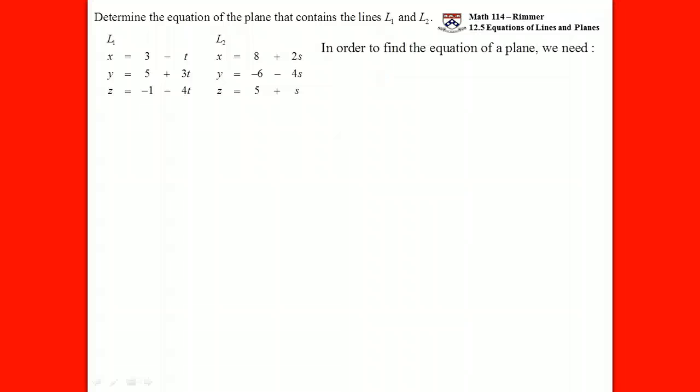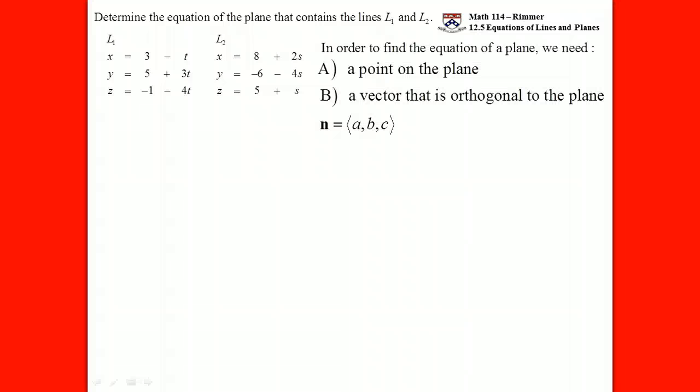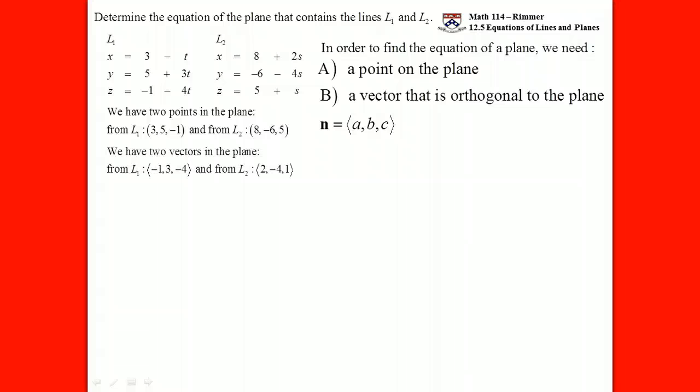So in order to find the equation of the plane, I know I need a point, and I need a vector that's normal to the plane. And I have a lot of stuff with me. When it comes time for the point, there are 2 points right in front of me: 3, 5, -1 and 8, -6, 5. Just pick one, it doesn't matter. That'll be the point that you'll use.